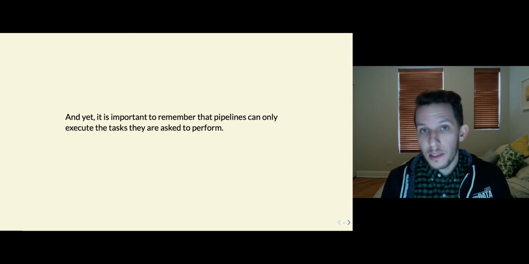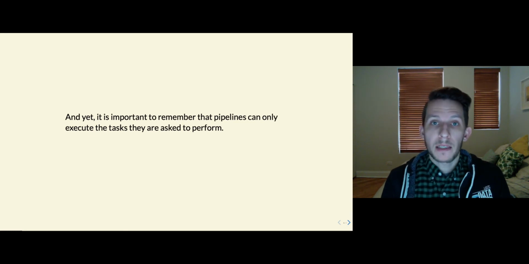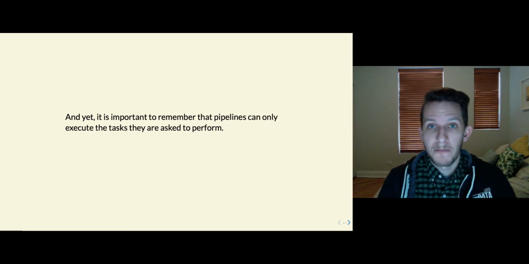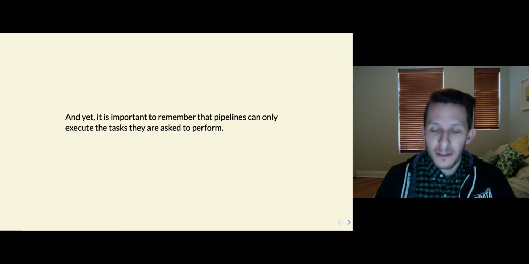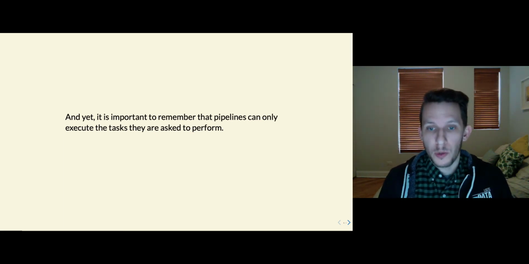But it is important to remember that pipelines can only accomplish the task they have been asked to do. Essentially, a pipeline says, this is our algorithmic procedure for dealing with all of the data, and once that algorithm is done, you get out the output that you expect.